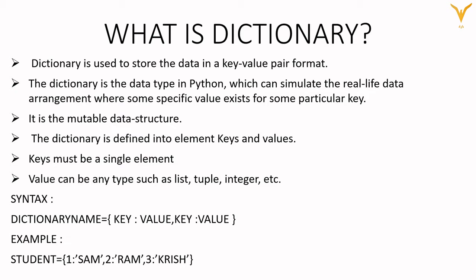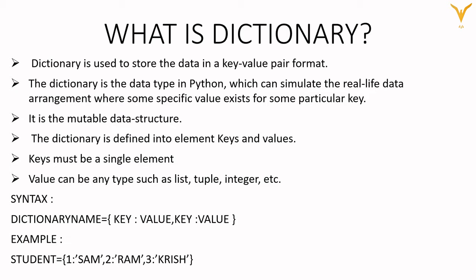To create a dictionary, first we need to give the dictionary name equals to, inside the curly braces, we pass key and value. Key and value are separated by the colon and the elements are separated by the commas. So to create a dictionary, we use curly braces. Here is an example. We have created a dictionary called student and we have passed the values. In that we have 1, 2 and 3 which are referred as keys, and Sam, Ram and Krish are the values of the respective keys. So this is how we create a dictionary.